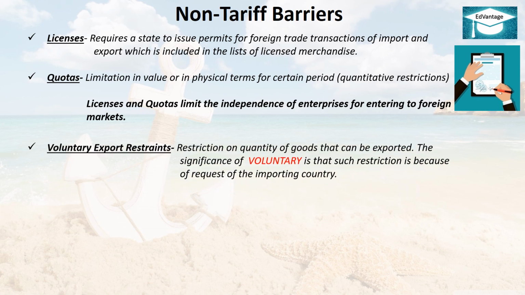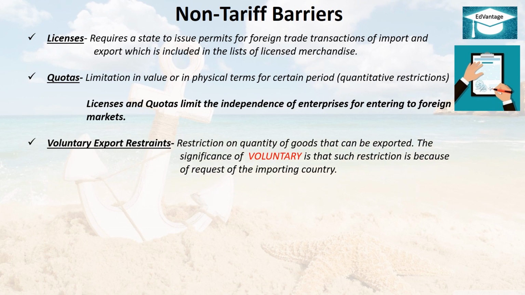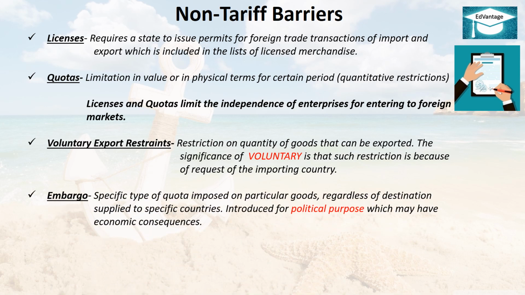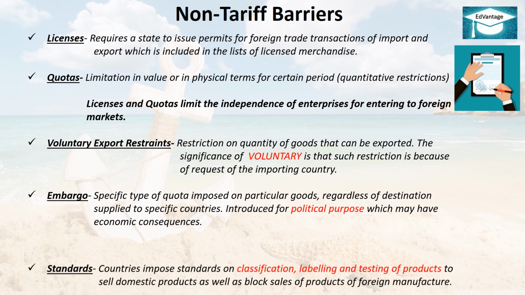Voluntary export restraints are restrictions on quantity of goods that can be exported. The significance of voluntary is that such restriction is because of request of the importing country. Embargo is a specific type of quota imposed on particular goods, regardless of destination, supplied to specific countries. It is introduced for political purpose which may have economic consequences.